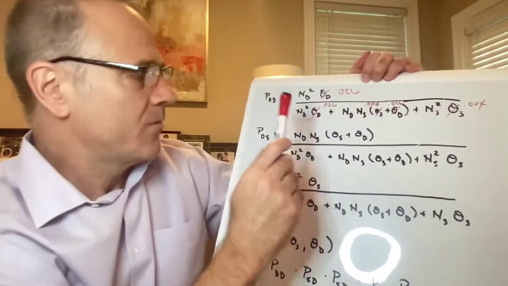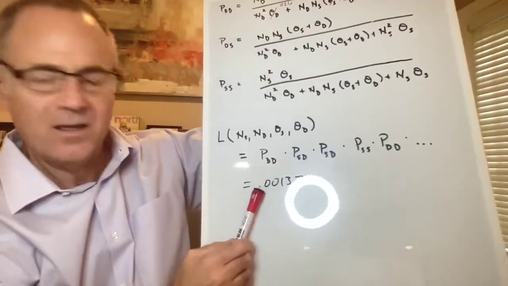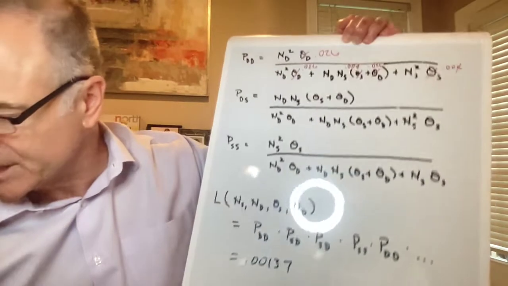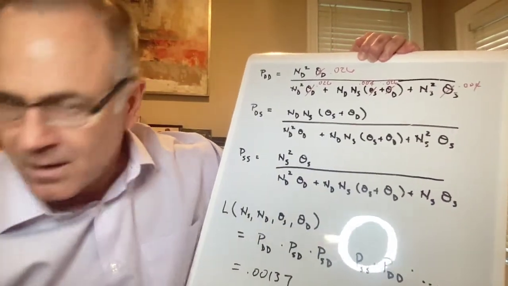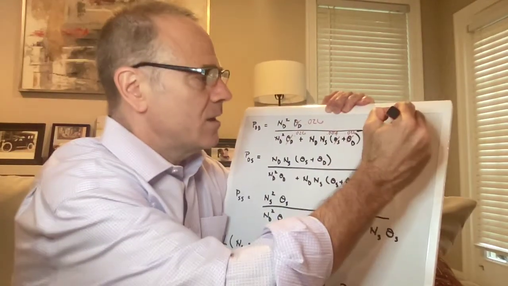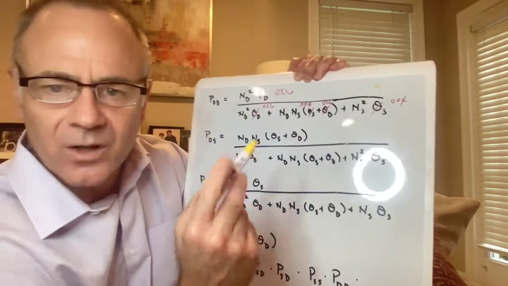Okay, if I plug in all those numerical values, then L equals 0.00137. Okay, so now, let me see. I'm going to use yellow. Can you see yellow? Yeah, okay. I think it works.